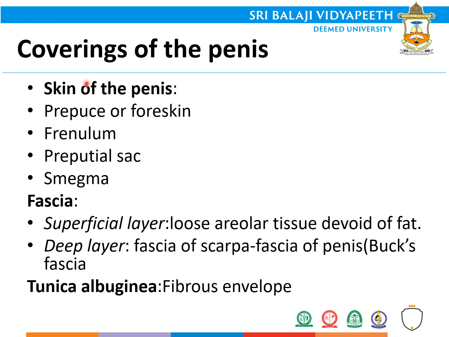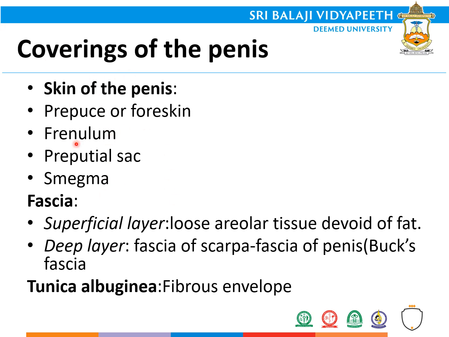So the coverings of the penis: we have the skin and underlying tissue. The prepuce, or the foreskin, is the part of the skin which covers the glans penis. The frenulum is a fold of skin which connects the undersurface of the glans to the prepuce. Next, we have the preputial sac, which is the space between the foreskin and the glans penis.